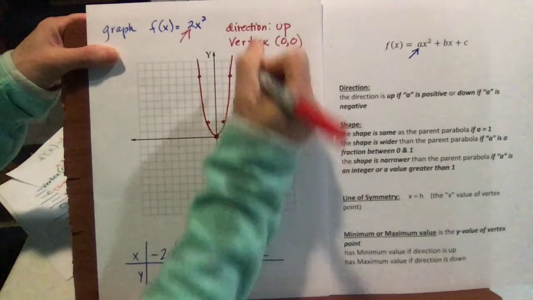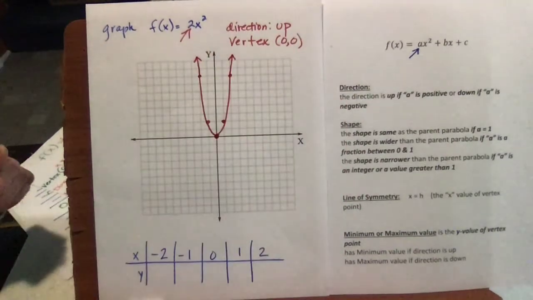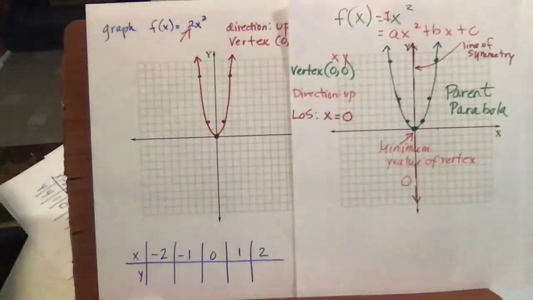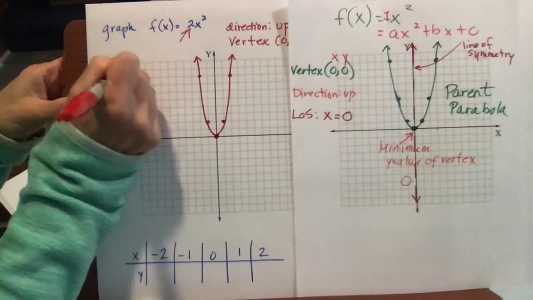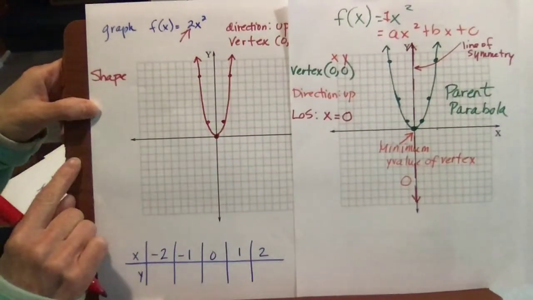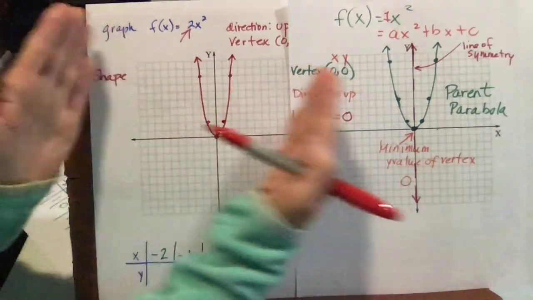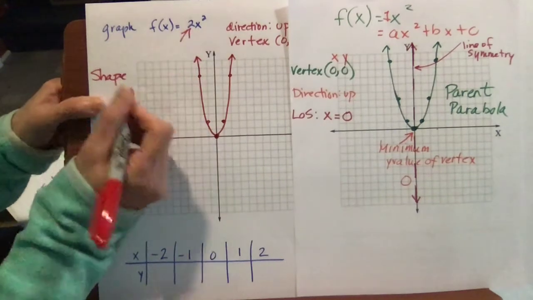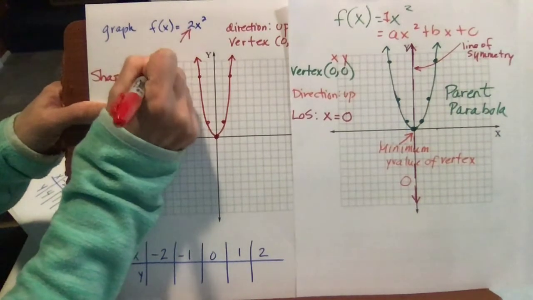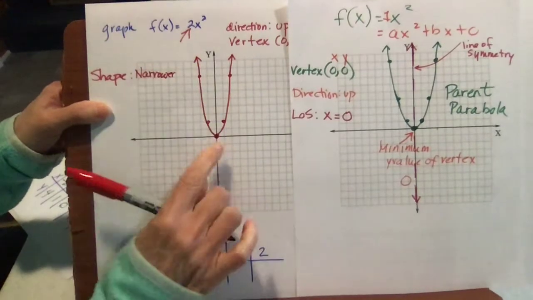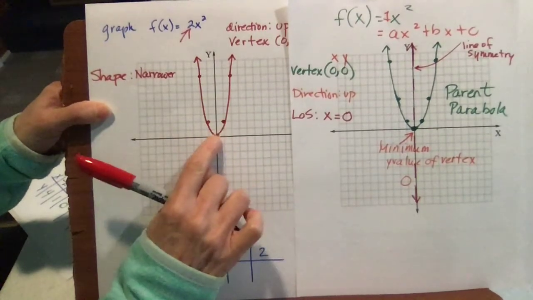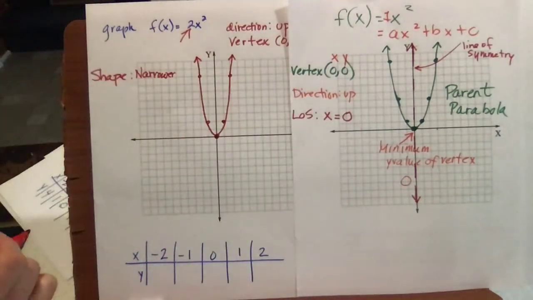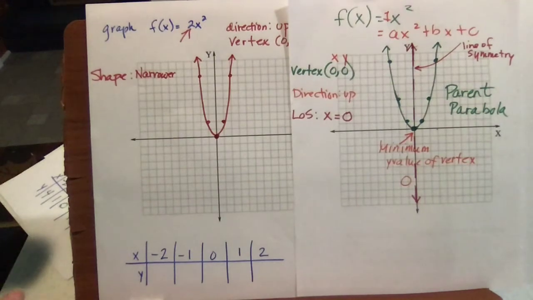Like I said, it doesn't look like a tulip. It doesn't cave in on itself, but that's it. Now, compared to the parent, let's look at the shape. Is it the same shape? Or is it narrower, or is it wider? Because the a value is greater than 1, the shape is narrow. And we can see it's narrower. We went 1, 2 instead of 1, 1. We went 2, 8 instead of 2, 4. So it's growing quite quickly. As they say, it's growing exponentially.